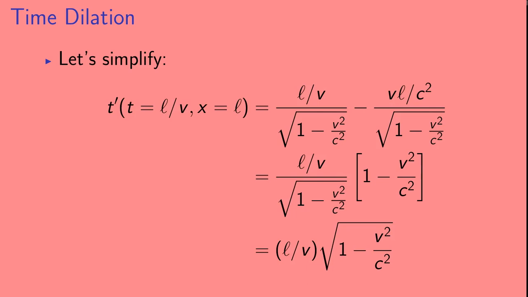Okay, let's simplify that expression down. We have two terms. Each contains a square root in the denominator. We can pull that factor out front. We can also pull out a factor of L over v. If we do that, we get the middle expression, which contains a factor of 1 minus v squared over c squared. That is partially canceled by the denominator, and we get L over v times the square root of 1 minus v squared over c squared.